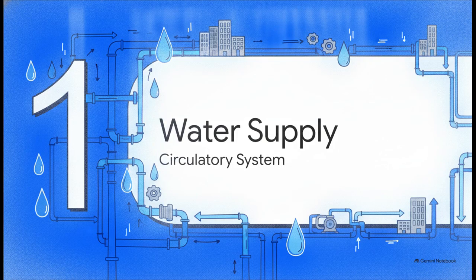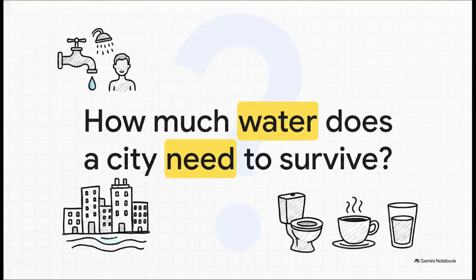All right, part 1, the city's water supply. Think of this as the circulatory system. If a city is a living organism, water is absolutely its lifeblood. It's the circulatory system keeping everything functioning. But actually managing this flow, it is an incredibly complex balancing act for urban planners.